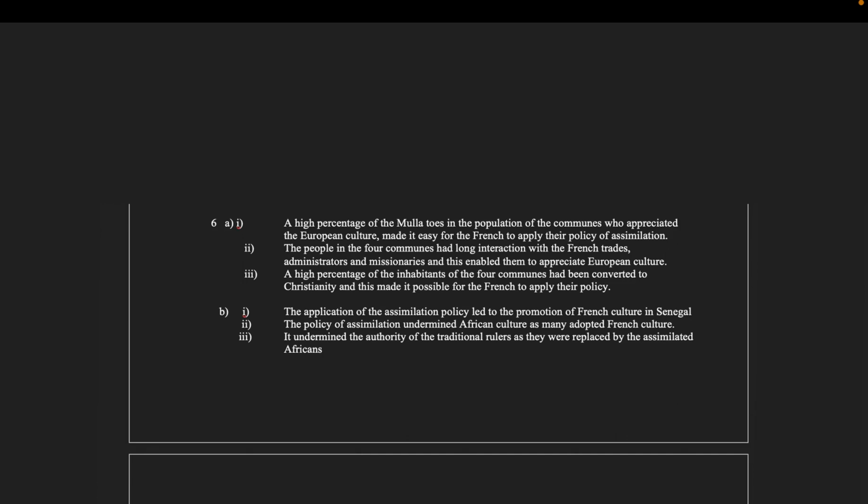The application of the assimilation policy led to the promotion of French culture in Senegal. The policy of assimilation undermined African culture as many adopted French culture. It undermined the authority of the traditional rulers as they were replaced by the assimilated Africans.